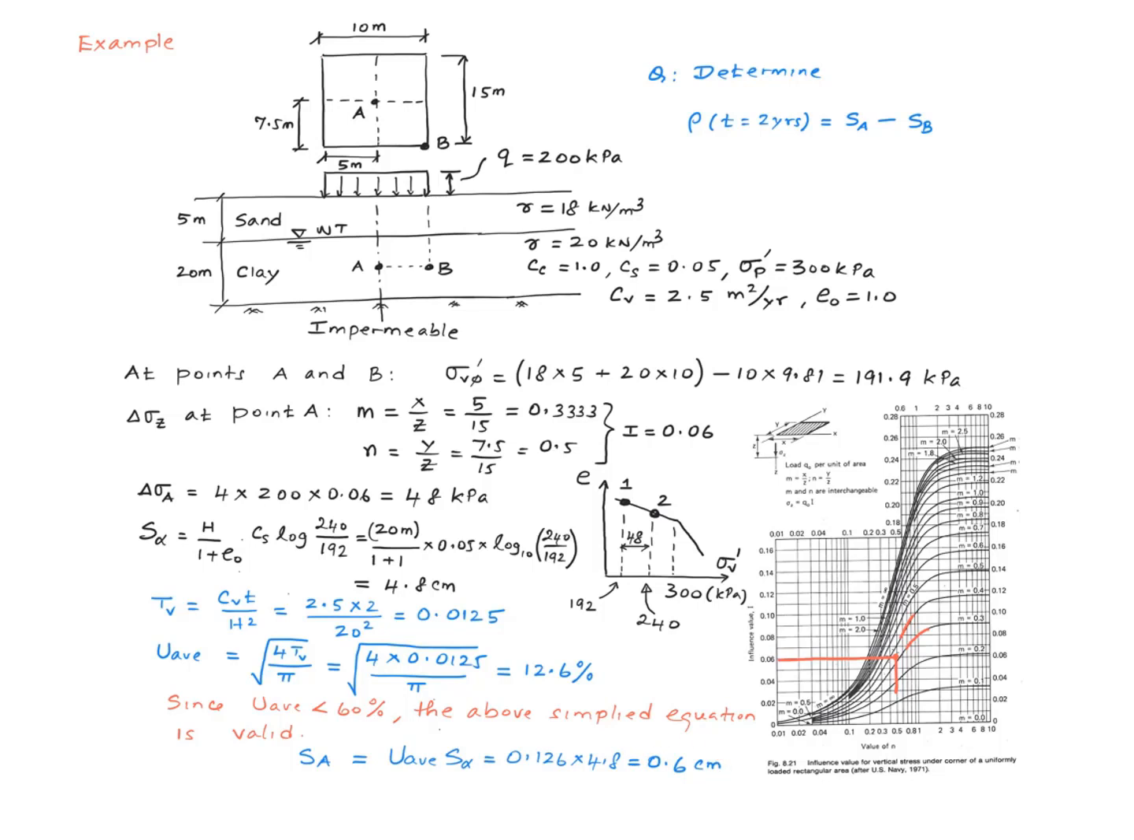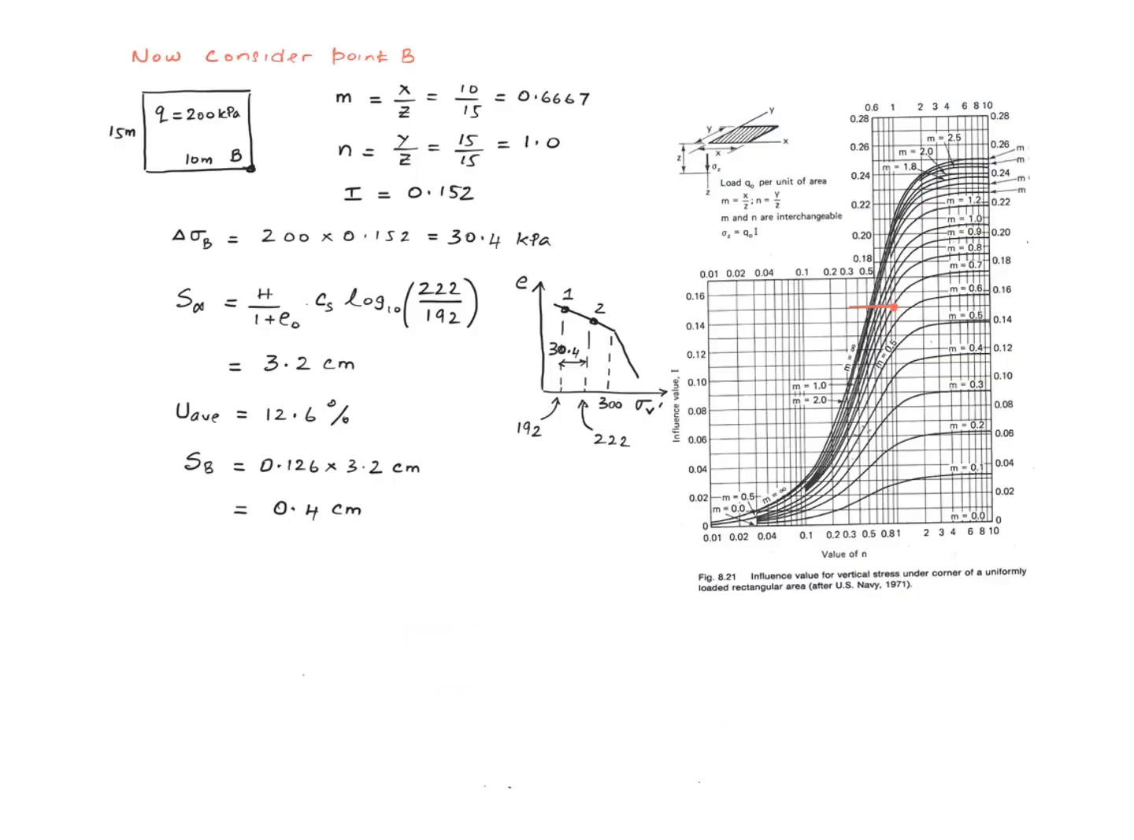So we need to now repeat this for point B. So here are my calculations for point B. You can follow this pretty easily, but briefly, point B happens to be a corner of the rectangle, right? So I calculate my m for the whole rectangle, 10 over 15 and 15 over 15 for little n, and then I go back to this chart again. I get a value of roughly 0.152, and that gives me a change in vertical stress at point B of 200 times 0.152, which is 30.4 kilopascal.